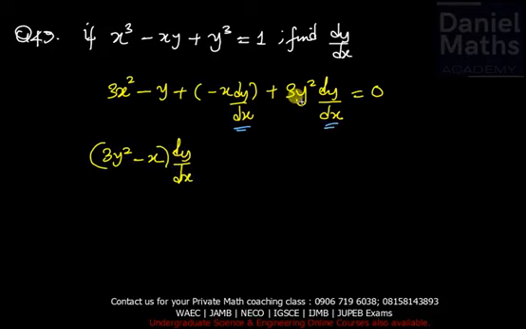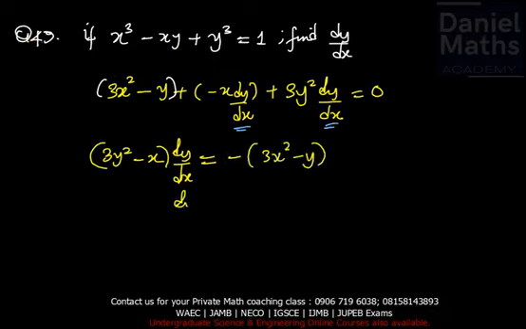So this is 3y squared, and then I have here minus x. These are all a function of dy/dx, and then I'm going to move all of this other term to this side. So I'm going to move everything over to this other side. That will give me minus (3x squared minus y).